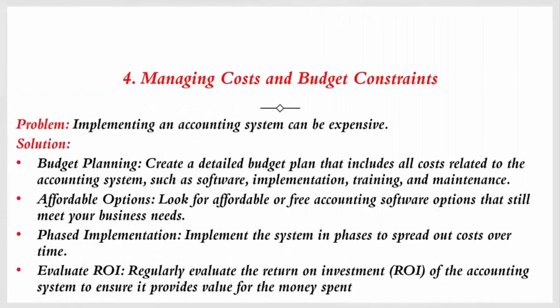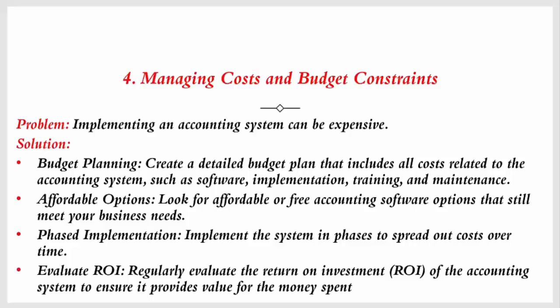4. Managing costs and budget constraints. Problem: implementing an accounting system can be expensive. Solution: budget planning. Create a detailed budget plan that includes all costs related to the accounting system, such as software, implementation, training, and maintenance.